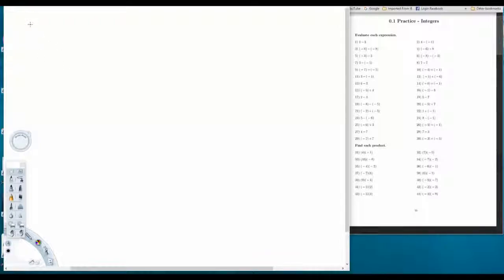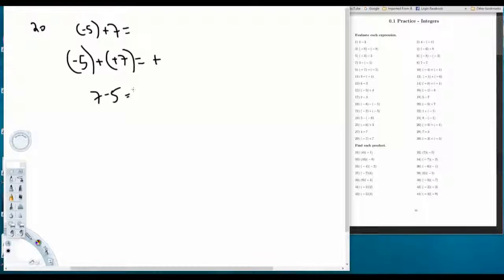On to number 20 now. We have a negative 5 plus 7 equals. Well, this one's very easy, isn't it? We're given a plus sign. So let's rewrite this. Negative 5 plus positive 7 equals. So the biggest sign here is a positive, so we know it's going to be positive. We do 7 minus 5 because we subtract the smallest from the biggest, and we get 2. Answer is positive 2.